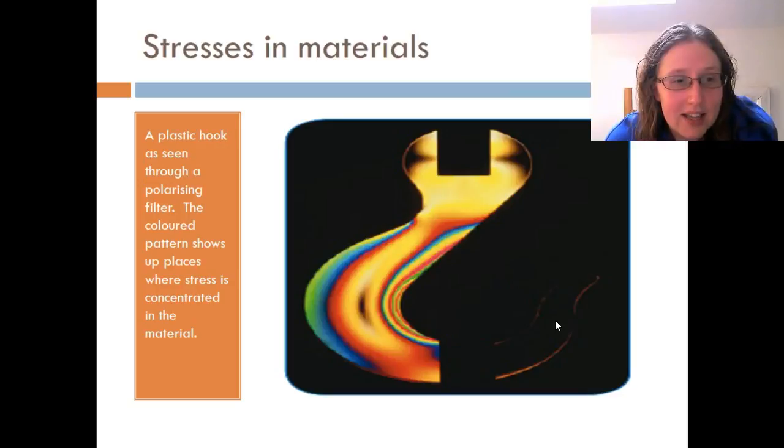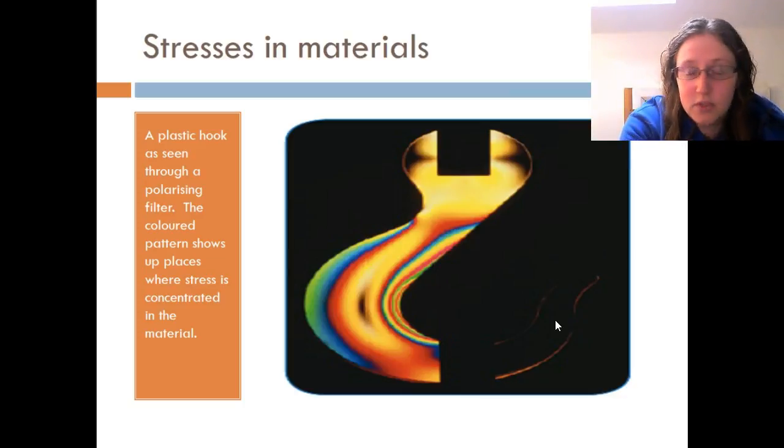Another thing we can do is use a Polaroid filter to identify where there are stresses in materials, so we can look for where the most pressure is being applied to materials to try and figure out where they're most likely to break. So those are some uses of Polaroids.